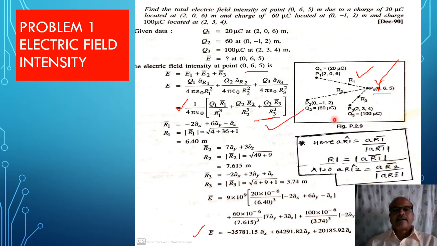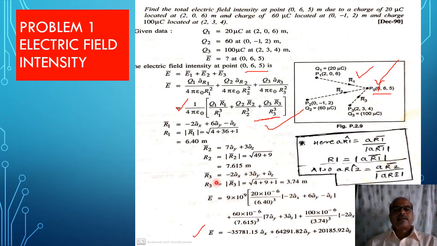Then 5 minus 2, 5 minus 2 is 3 az. We will get this equation: 7 ay cap plus 3 az. And if we want to calculate R2, then it is given by the magnitude of R2 bar, that is, the square root of the coefficients squared. 7 square is 49, 3 square is 9, we'll get this value.